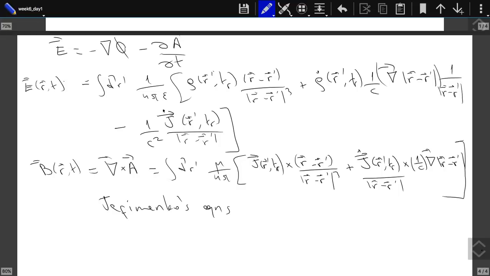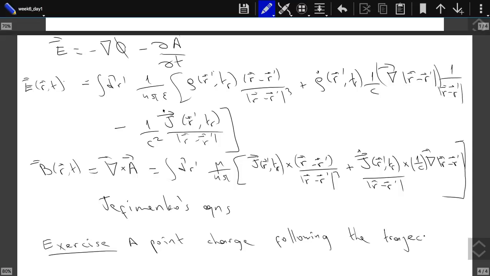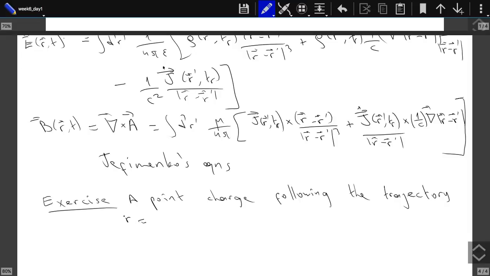Now let's calculate the potentials for a point charge. That's something we are interested in. So we have a point charge that is moving with a given velocity. So what will be the corresponding potentials? We are given the trajectory of this point particle. So what will be the corresponding potentials and the electric and magnetic fields? Well, let's start with the potentials. Once you obtain the potential, the rest is just taking derivatives.